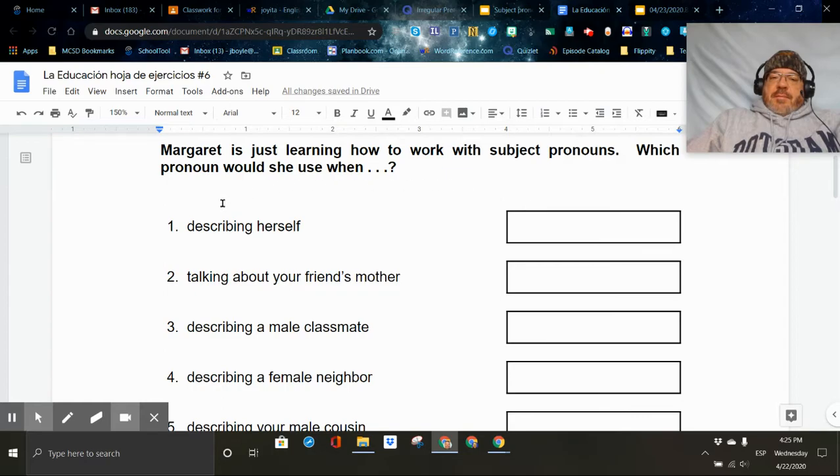Instead of saying, if my sister is talking, I'm sorry, not my sister, it's Margaret. Margaret is talking. And what pronoun would Margaret use when describing herself? I'm talking Spanish pronouns here, right? What is the Spanish pronoun that she would use to describe herself? Well, in English, it would be I. I am smart. That's a description of myself. So what would it be in Spanish?